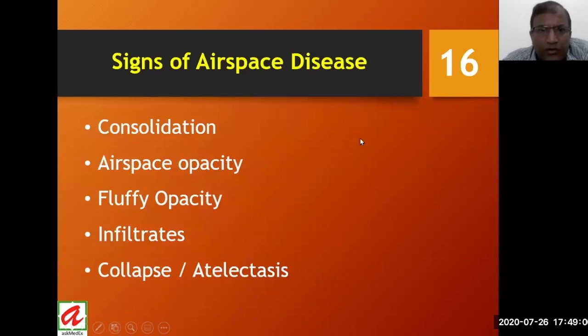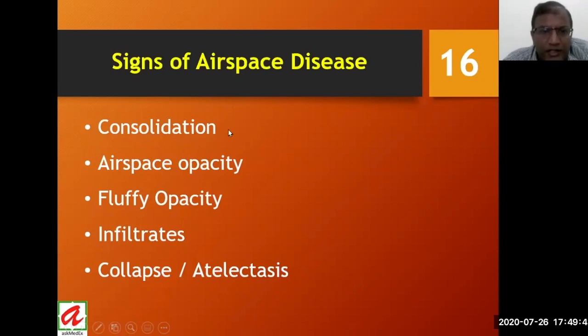Now, after looking at all these important technical points, let us discuss what the signs of airspace disease are. The lung diseases are broadly categorized into airspace disease and interstitial lung disease. Interstitial lung disease usually involves the interstitium of the lungs, and this is not a topic of discussion today. So today we'll be discussing basically the airspace diseases, and the important indicators are consolidation, airspace opacity, a fluffy opacity, or infiltrative lesions, and collapse or atelectasis.